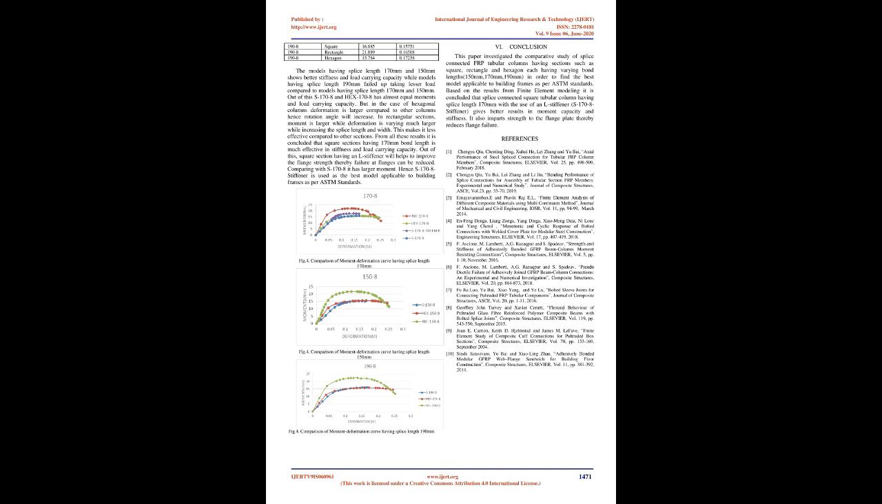6. Conclusion. This paper investigated the comparative study of splice-connected FRP tubular columns having sections such as square, rectangle and hexagon, each having varying bond lengths, 150 mm, 170 mm, 190 mm, in order to find the best model applicable to building frames as per ASTM standards. Based on the results from finite element modeling, it is concluded that the splice-connected square tubular column having splice length 170 mm with the use of an L stiffener, S170-8 stiffener, gives better results in moment capacity and stiffness. It also imparts strength to the flange plate, thereby reduces flange failure.